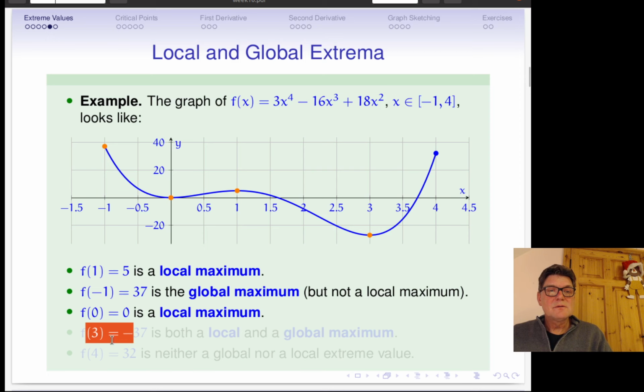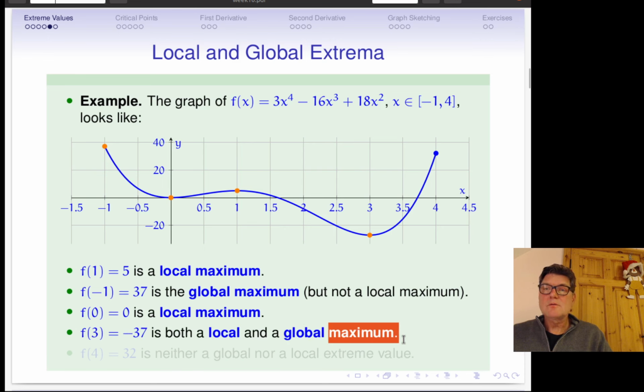I have to check this, but it's very small. f at 3 is very small, and it's a local minimum because it's smaller than any value nearby, and at the same time it's the global minimum, not maximum as it says here. It's a global minimum because it's the smallest function value you see over this entire interval.